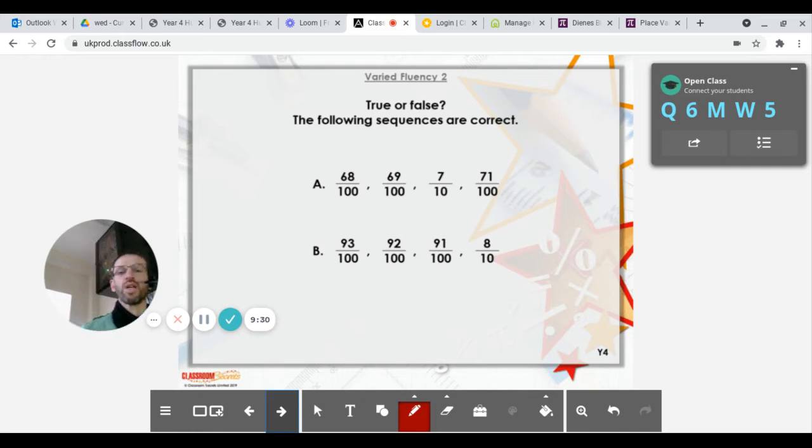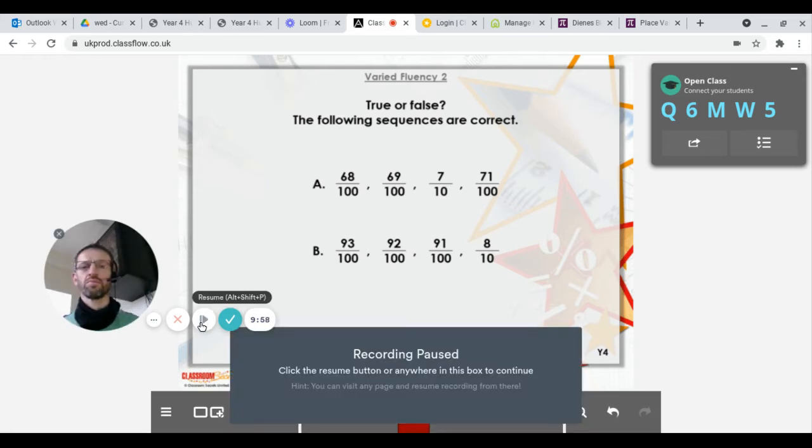True or false? Oh, I like a true or false. So the answer to this question is going to be true or it's going to be false. The following sequences are correct. So we've got some sequences. We're going to say them out loud. 68 hundredths, 69 hundredths, 7 tenths, 71 hundredths. What do you think? True or false?